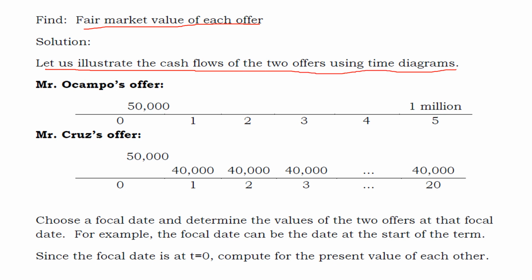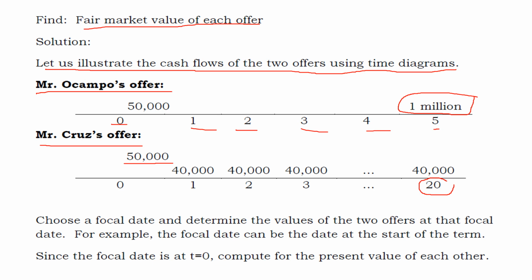Here, for Mr. Ocampo's offer, from 0, 1, 2, 3, 4, and 5, at 0 there is a 50,000 because at the beginning he will give 50,000 pesos. And at the end of these 5 years, there is a 1 million pesos. Now, for Mr. Cruz's offer, at the beginning there is a 50,000 pesos, and every quarter there is a 40,000 pesos. Why is it that it is 20?